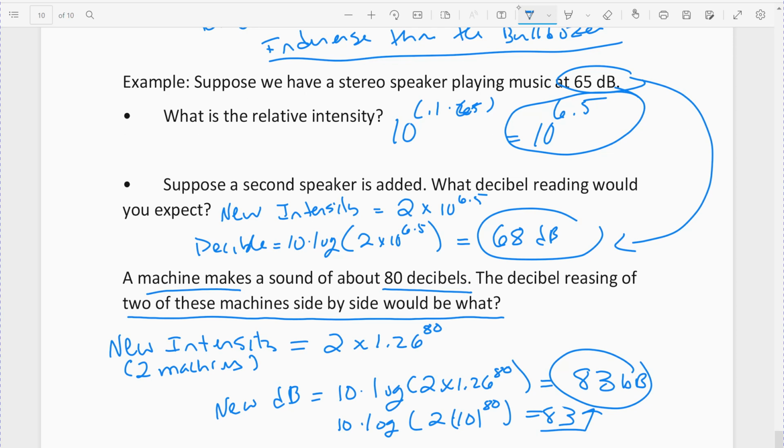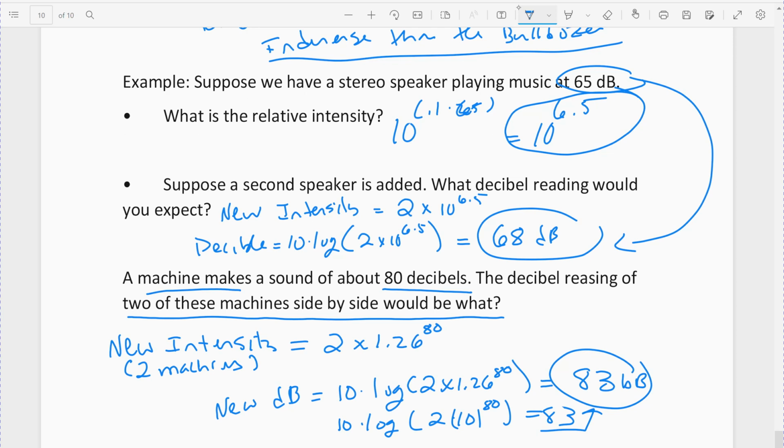So check it out. Make sure I'm telling you the truth. You should always check it out. Log of 2 times 1.26 raised to the 80 comes out to 83. Now they are slightly off because this is an approximation, but if you round to the whole number, it comes out to the same thing, because the 1.26 is rounded.